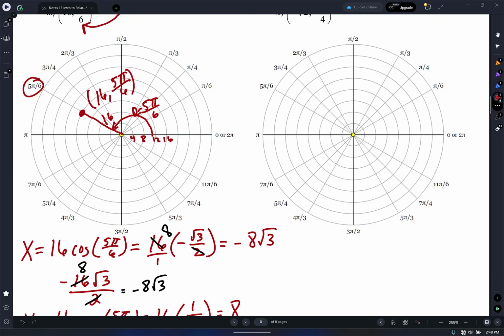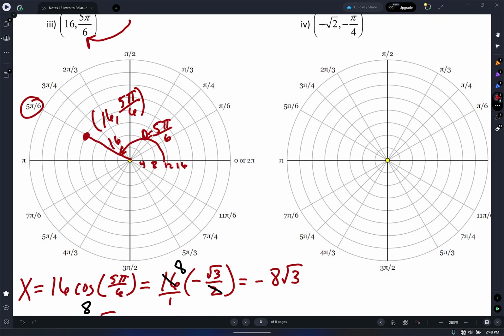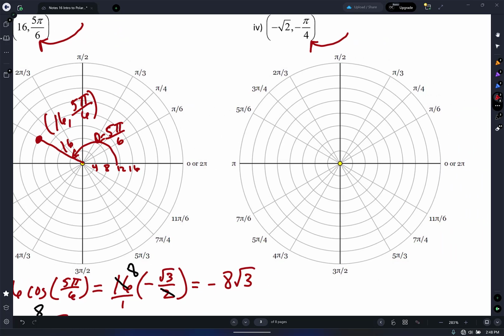All right. Next one. Negative 2 comma negative pi over 4. Relax. Do the radian first. Negative pi over 4 is in what quadrant? The fourth. Good job. That's negative pi over 4 right there. It's the same thing as 7 pi over 4.